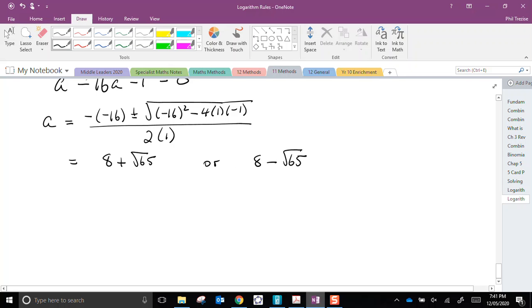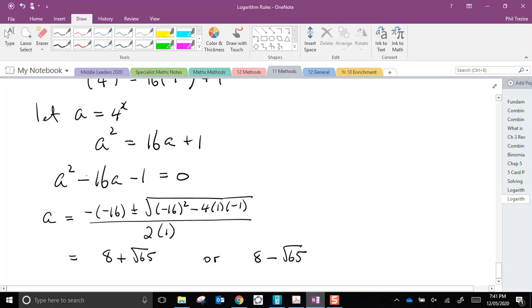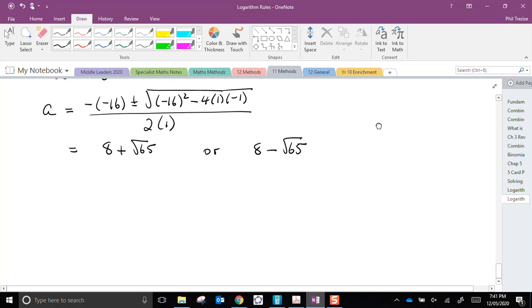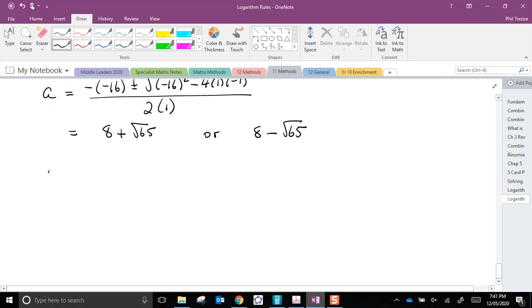Now, I think I might leave it like that. Remember that we had, from back here, we introduced our dummy variable, a equaled 4 to the power of x. So it's time to bring that back. We would say then that 4 to the power of x equals 8 plus root 65, or 4 to the power of x equals 8 minus root 65.